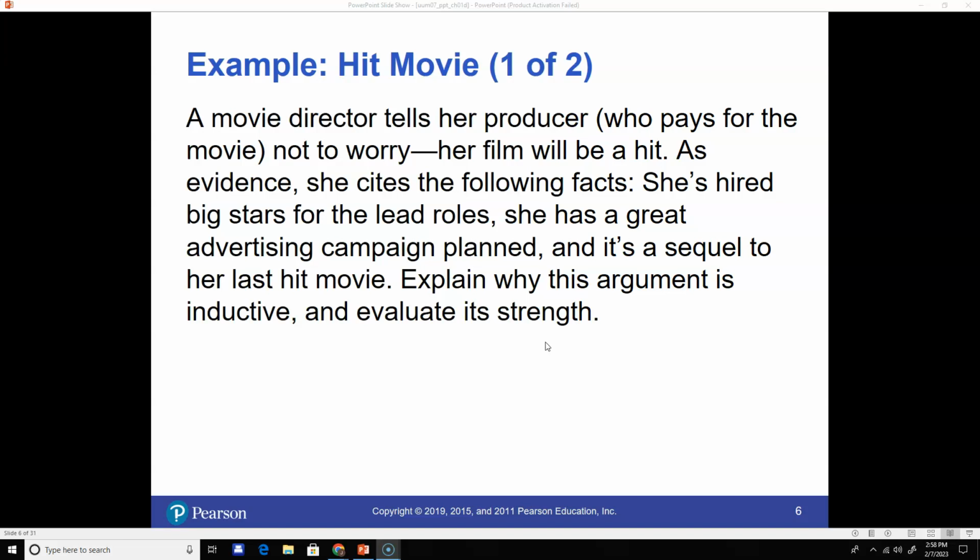And it's trying to say that more generally her film will be a hit because of that. So, of course, this would be considered a somewhat weak argument because there are many movies that were not successful that have all three of these specifics as a premise, but it didn't necessarily lead to the movie being a hit. So there are many, many, many sequels of movies with big stars that didn't end up being hits. And advertising campaigns, so forth.